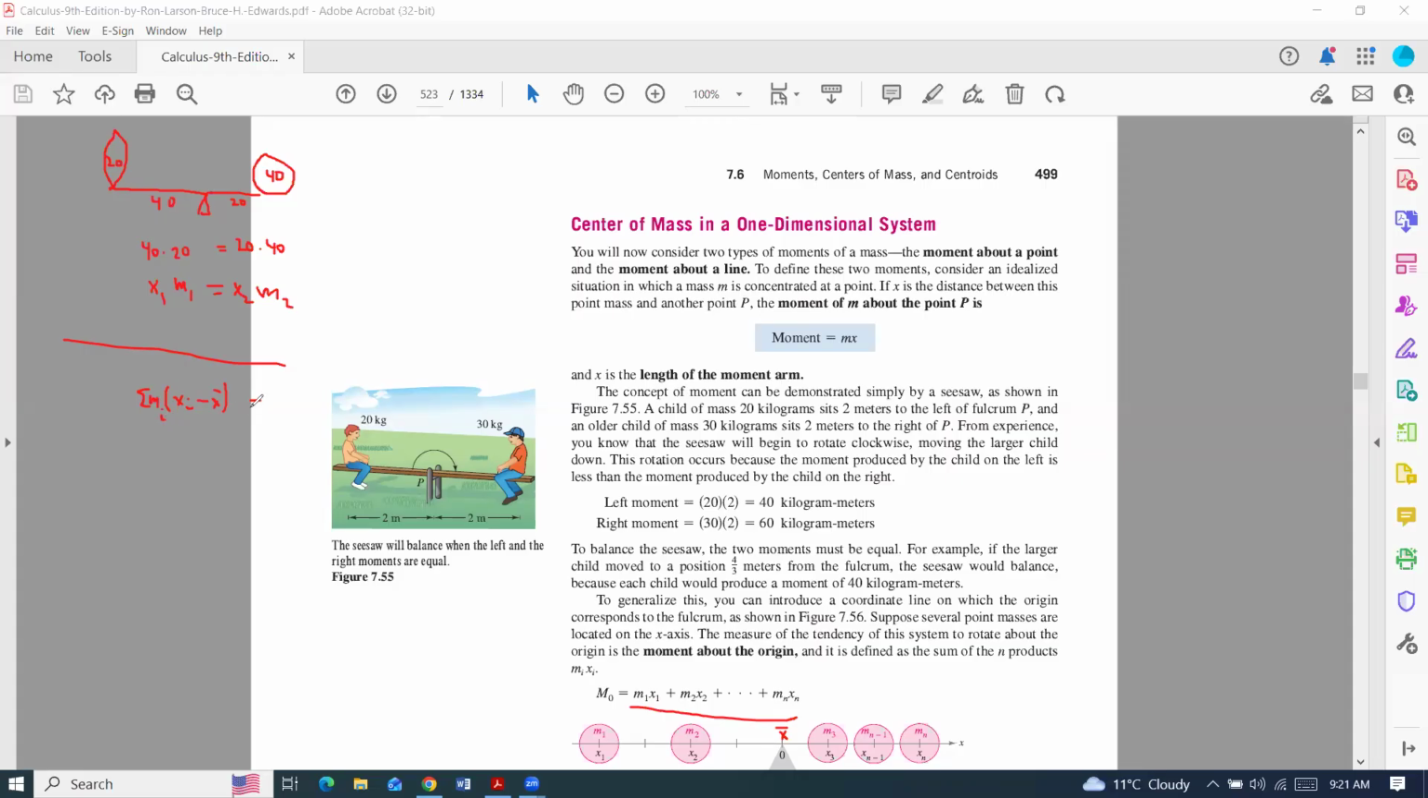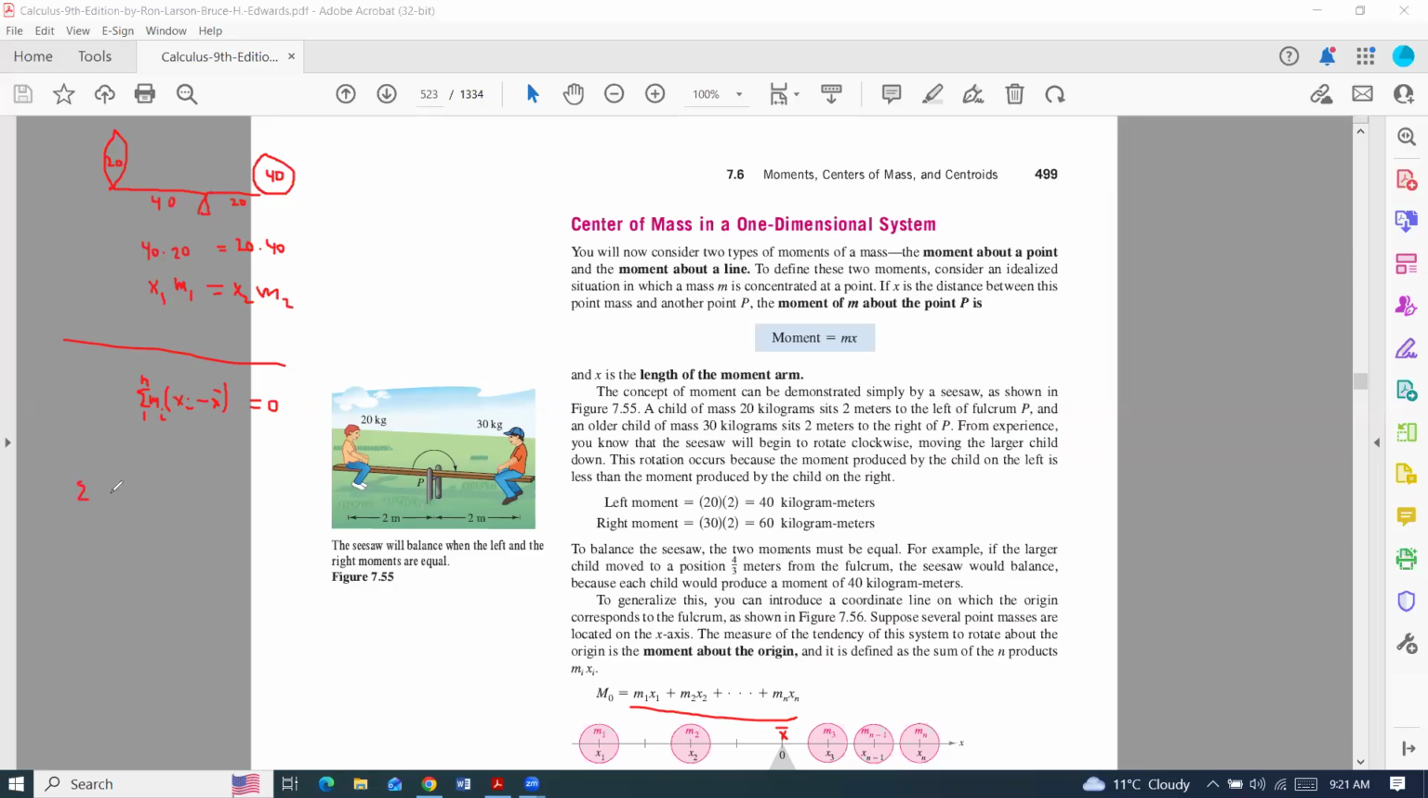And that has to be equal to zero. So it stays put, so it does not move, right? And that i varies from 1 to n. So it could be any finite number of these weights, and that's what we can now do by a little bit of algebra.